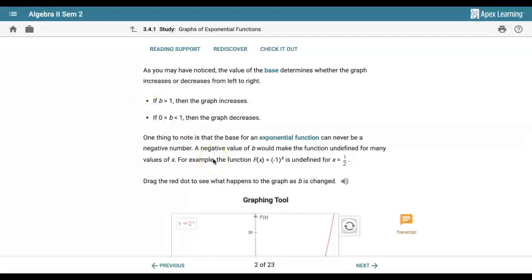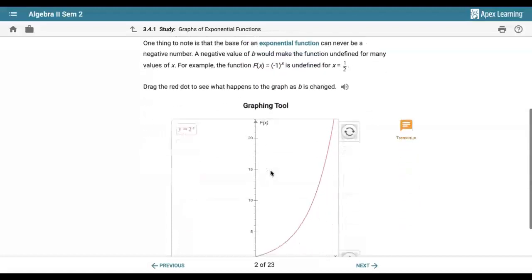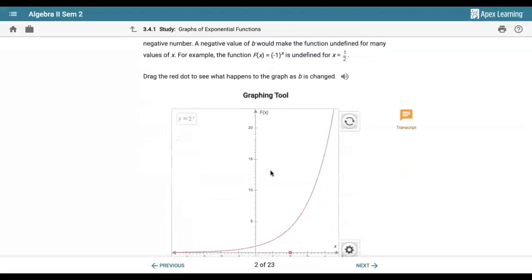And another thing to note here, again, the base can never be a negative number, because it would make the function undefined for a lot of values here. So we don't want to do that here.